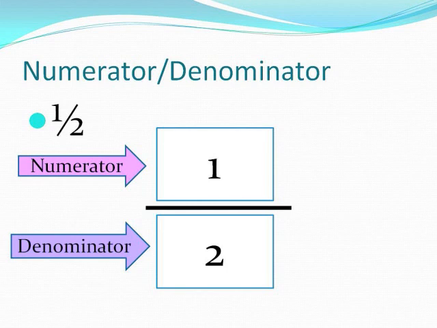Here we have 1/2, so the numerator is 1 and the denominator is 2. We do not say the word 2 because the fraction does not include 2 units. There is only one unit that has been divided into 2 parts. Therefore, we say this is half of the whole unit.